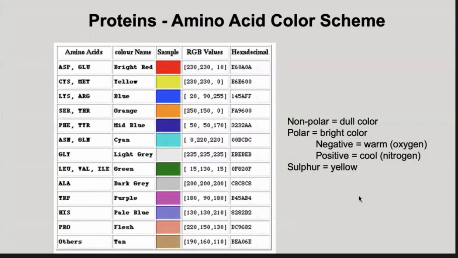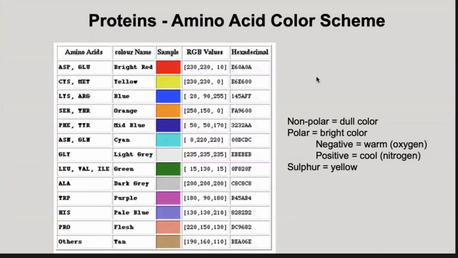And then finally, there are two amino acids that have sulfur in their side chain. And these two amino acids really have a dramatic impact on the tertiary and quaternary structures of proteins. They're very important for determining those higher level structures. And the two amino acids that have sulfur in their side chains are cysteine and methionine, and they're represented by the color yellow because sulfur is yellow.